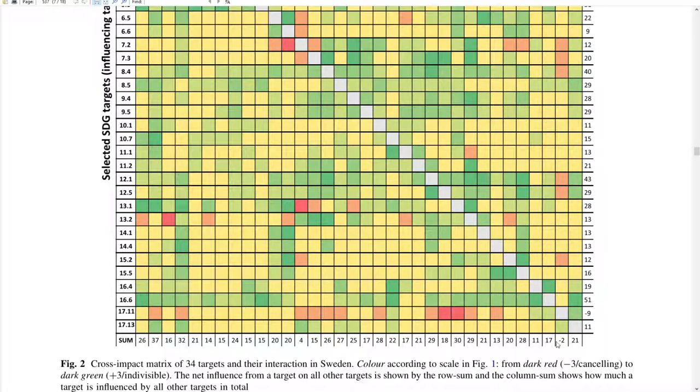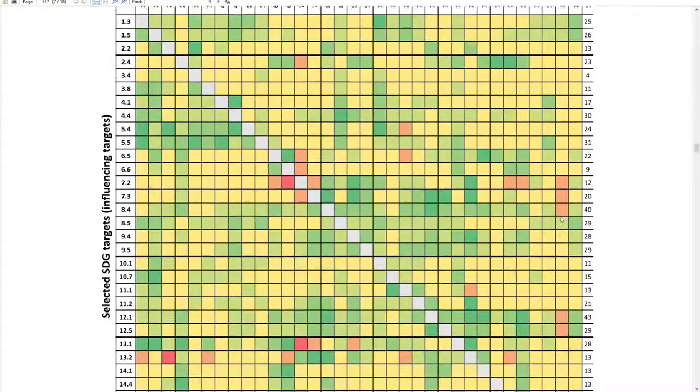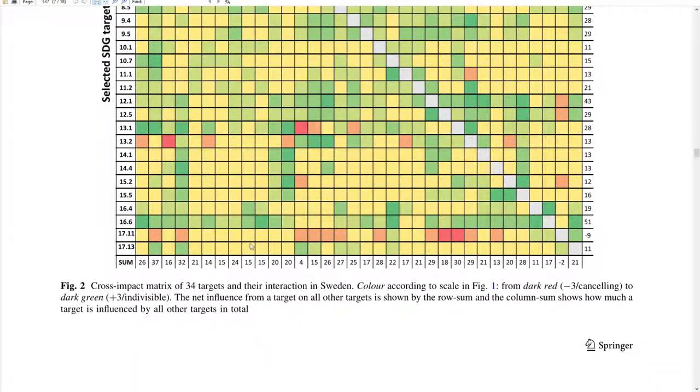We don't have a negative one here. We actually do right here. 17.11 again. Not only is progress on 17.11 making progress on all the other goals more or less difficult from a systemic perspective, but also progress in other goals is making 17.11 difficult to progress on, with a minus 2.